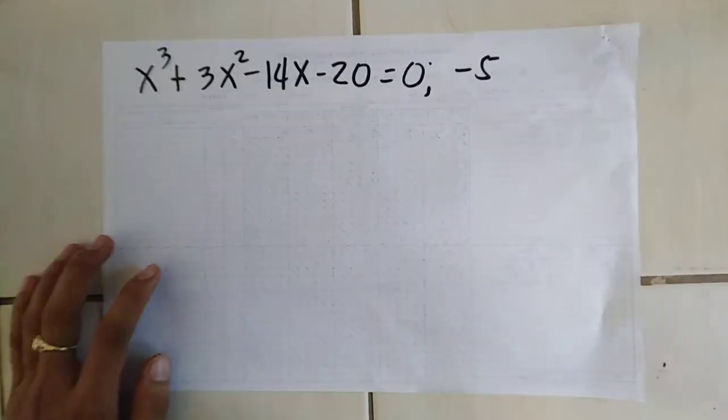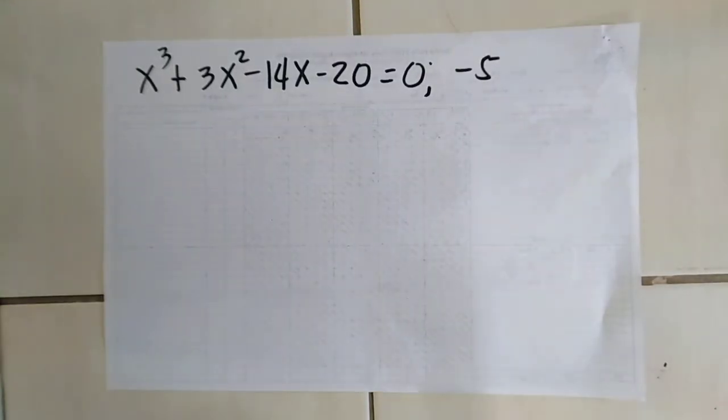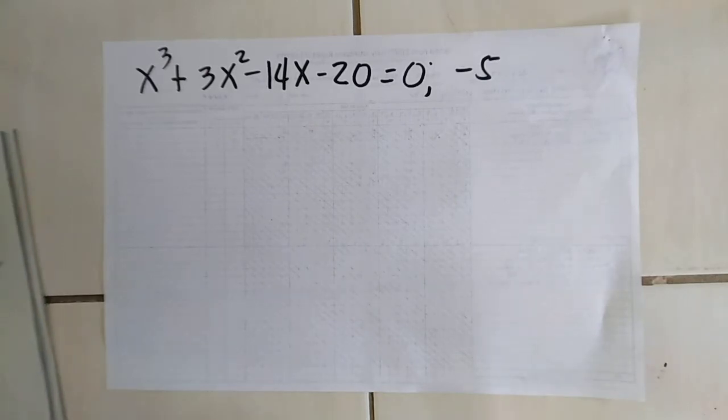Okay, so another example, we have x cubed plus 3x squared minus 14x minus 20 equals 0. This is on your page 217. Follow along on page 217 in your module book. This is number 3. So, I will answer it.